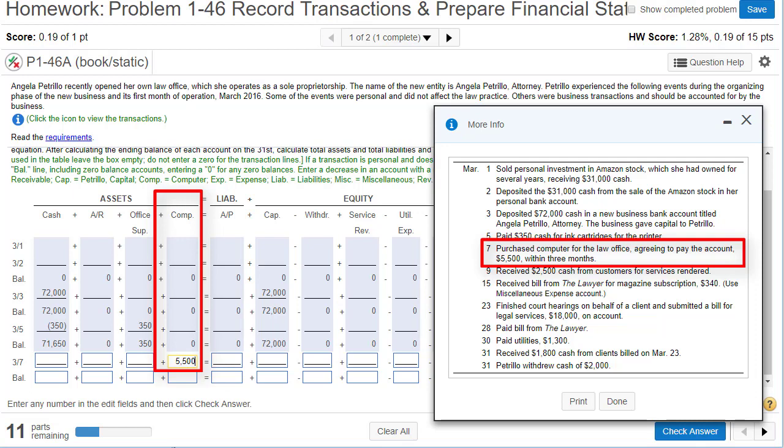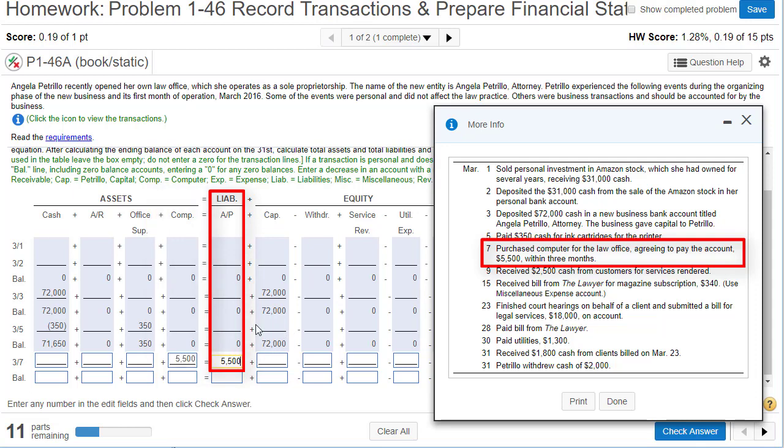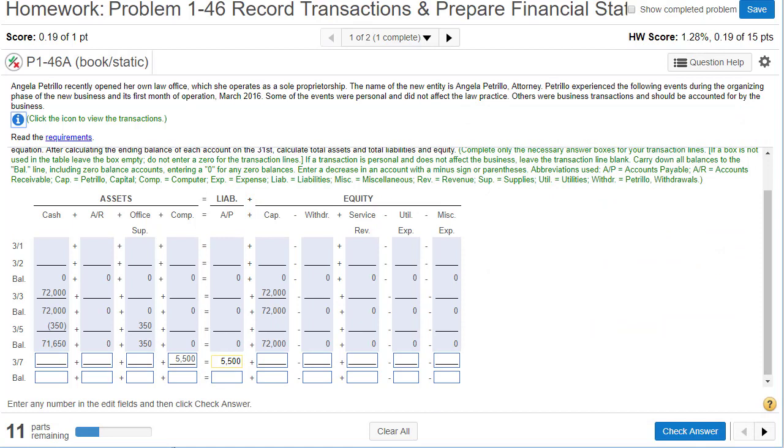That's one expensive computer. So did she pay cash for it? No. She's promising to pay later, so that's a liability. So we increase the liability account, in this case called accounts payable, by $5,500. The business now has $5,500 of debt. We should also check that the left side of the accounting equation, assets, equals the right side, liabilities plus equity. And $5,500 equals $5,500. So that balances.